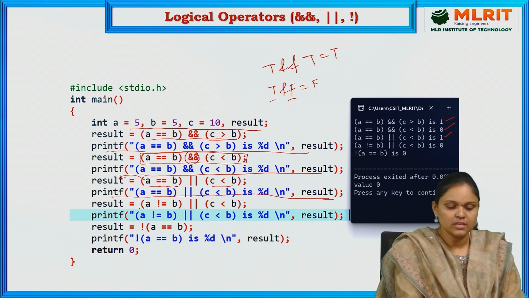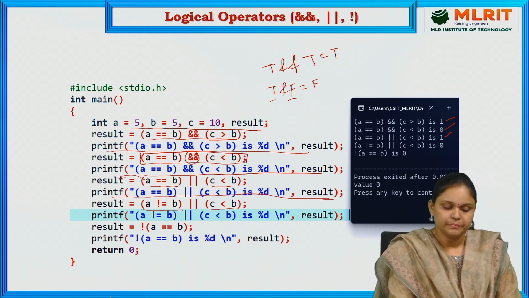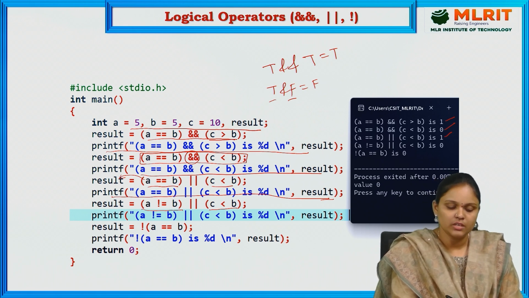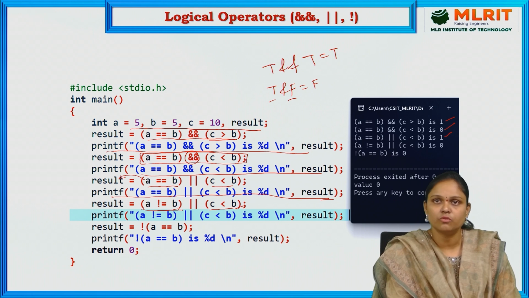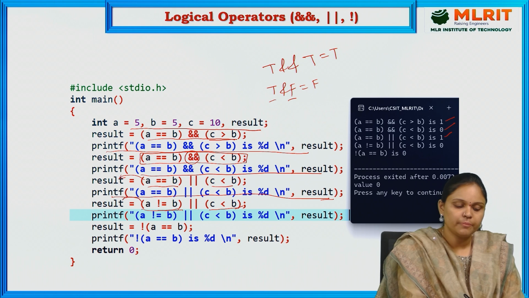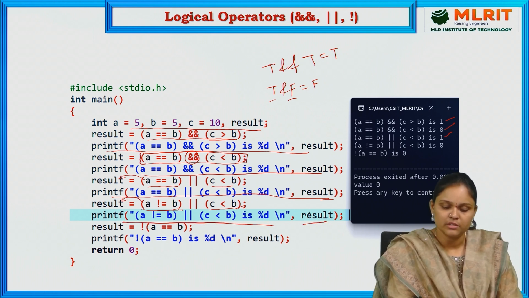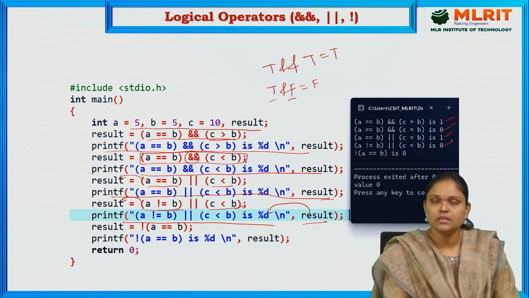And next, to the result variable, we are assigning A not equals to B and C less than B. So A not equals to B is 5 not equals to 5. 5 is equal to 5, so 5 not equals to 5 is a false statement. So here we get the value as false. And here C less than B, so 10 is less than 5. That is also false. So both the conditions are false, so automatically the result will be false. By using this printf statement, we are printing this result value that will be reflected in this control specifier. So the result is false, and we are getting the value as 0.